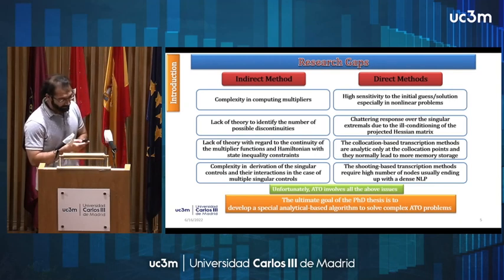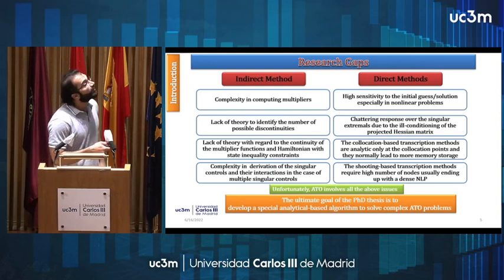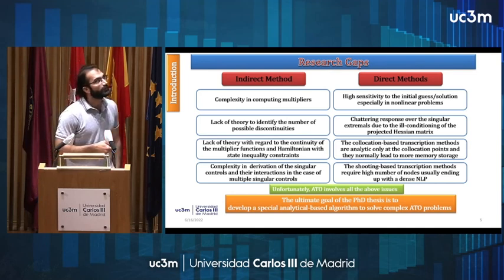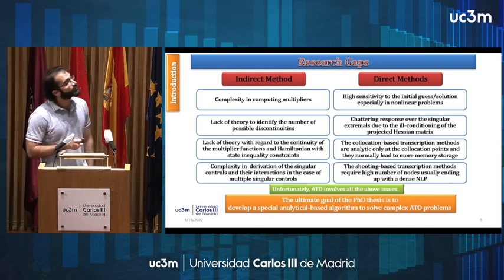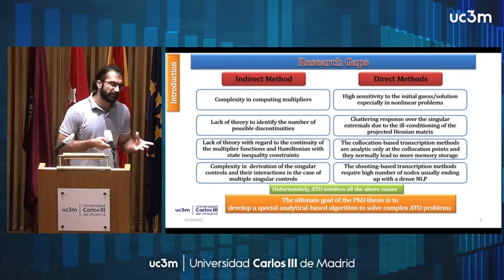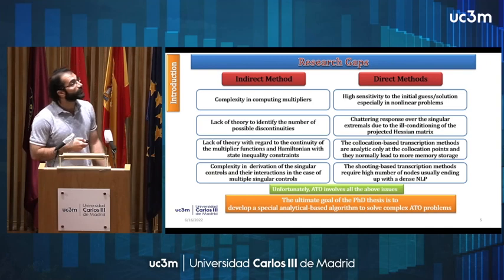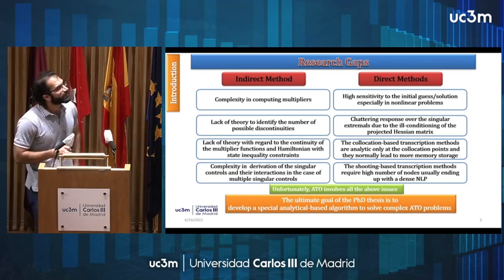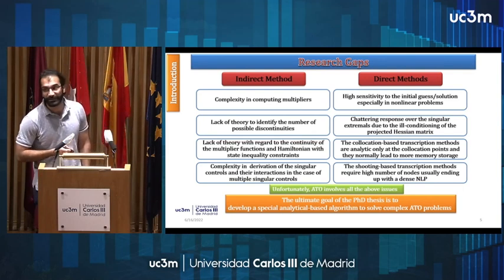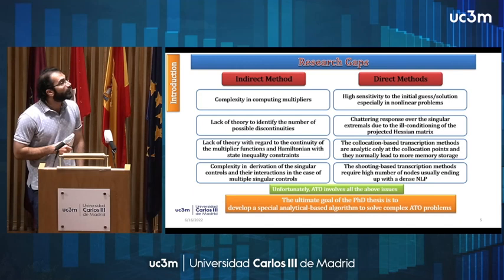two main transcription methods: the first one, collocation-based transcription methods, are analytic only at the collocation points, and they lead to more memory storage because the states are explicitly defined in terms of control variables. And the shooting-based transcription methods require a high number of nodes. This usually ends up with a dense nonlinear programming problem.